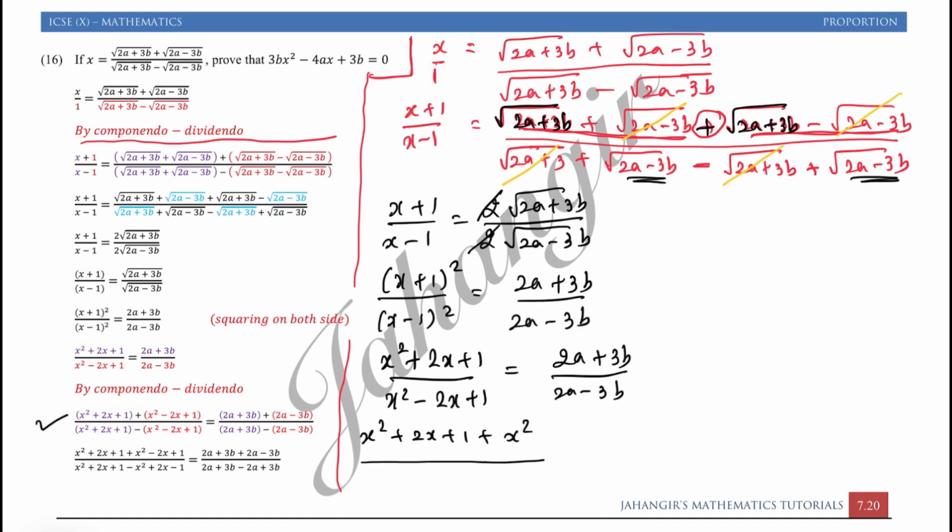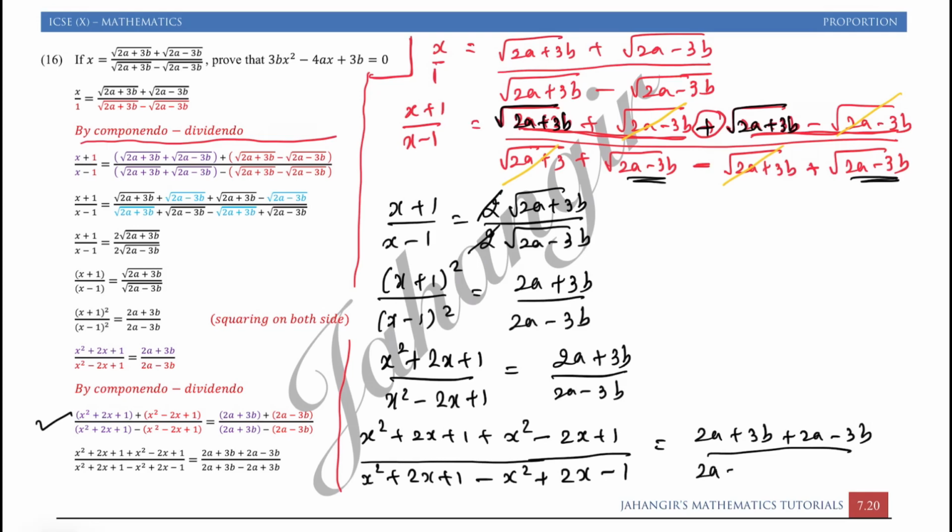See, it's written with purple over here. Purple plus red. Red is denominator. Minus x square minus 2x plus 1. X square plus 2x plus 1 minus x square, minus it's plus 2x minus 1. That is equal to 2a plus 3b plus 2a minus 3b whole upon 2a plus 3b minus 2a minus 3b. Let's cancel out what we can. 2x minus 2x will get cancelled. Same, everything is same. In the previous sum also we did the same pattern question.